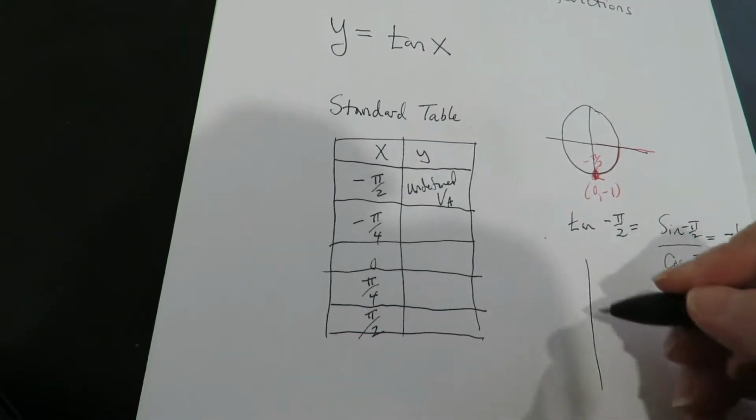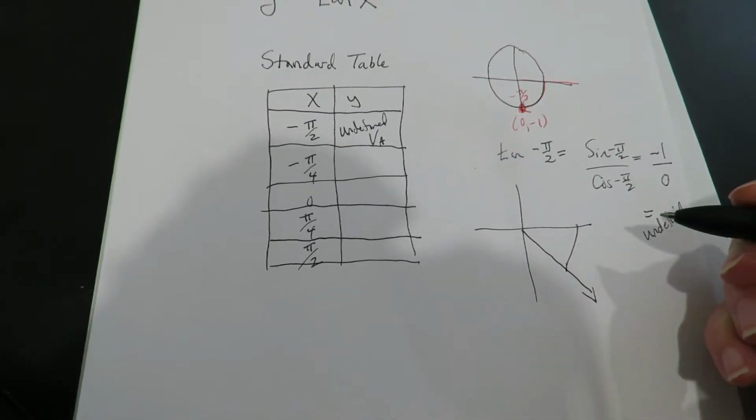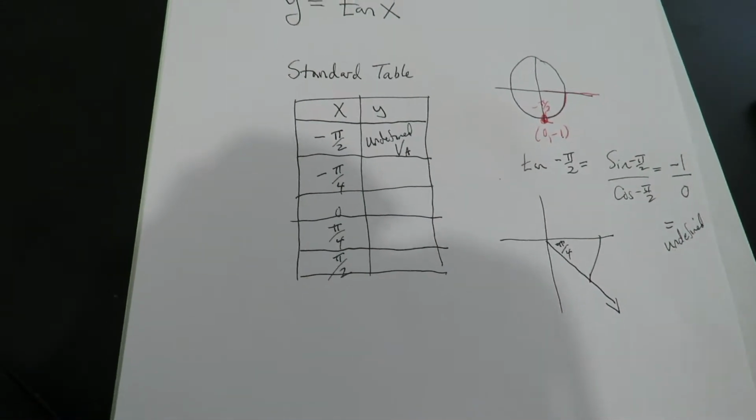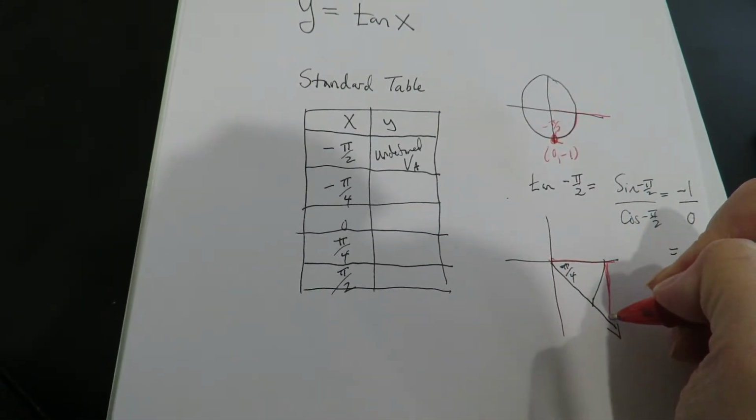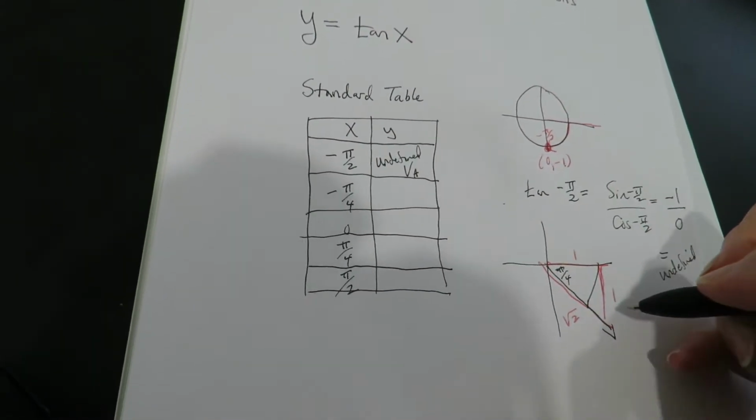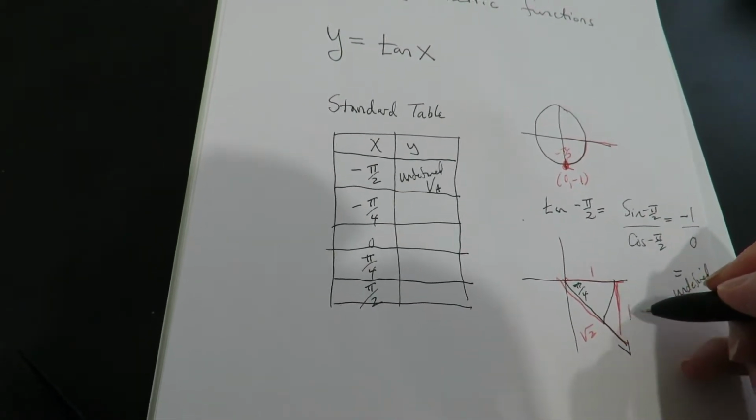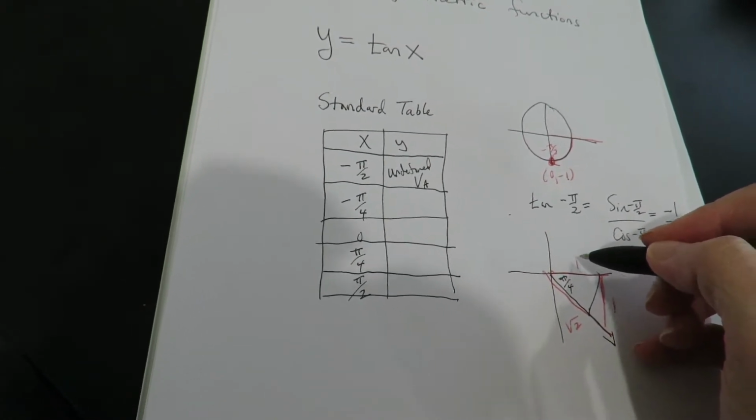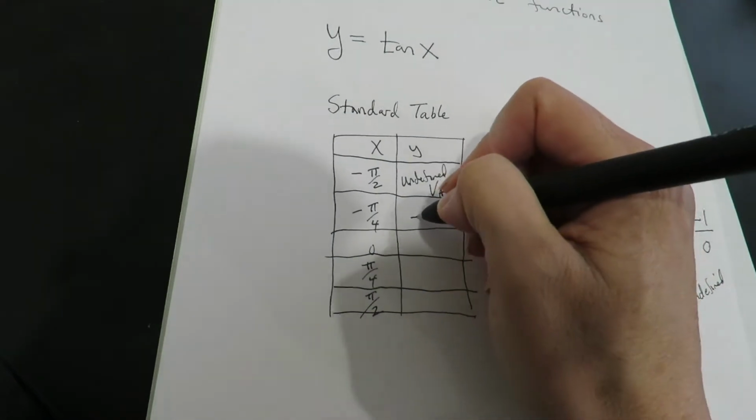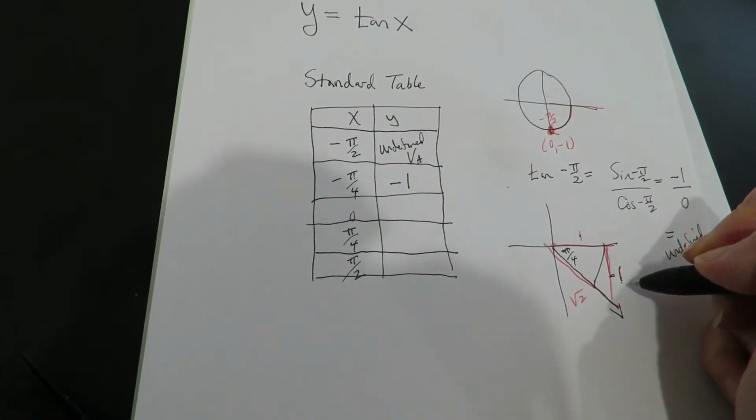Negative pi over 4, that's rotating down to the 4th quadrant. Negative pi over 4 would have a reference angle of positive pi over 4. That would be the reference angle, which is the 1, 1, radical 2 triangle. So that's going to end up giving me, for the tangent, the opposite over the adjacent, so 1 over 1, but it's in quadrant 4, so it has to be negative 1 because the tangent is negative in quadrant 4.